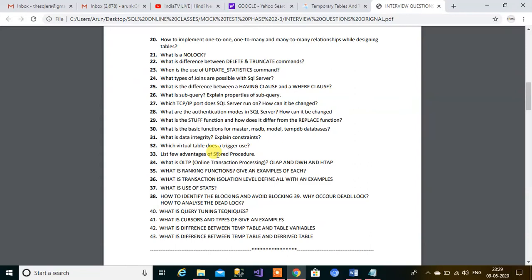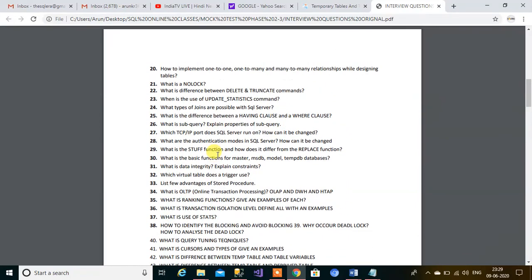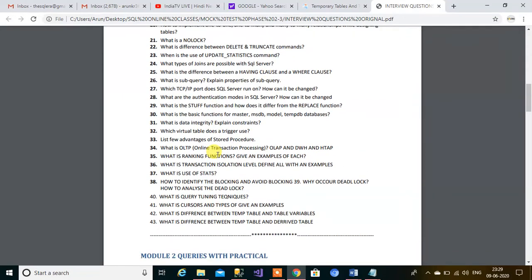And subqueries also: how many types of subqueries, correlated and non-correlated, when we have to use them, and what is the difference between subqueries and joins. The next question is STUFF, which is related to string functions. What is the difference between STUFF and REPLACE? This is asked. What are the basic functions for system databases, data integrity, relationships during database creation, and concepts. What are OLTP and OLAP?